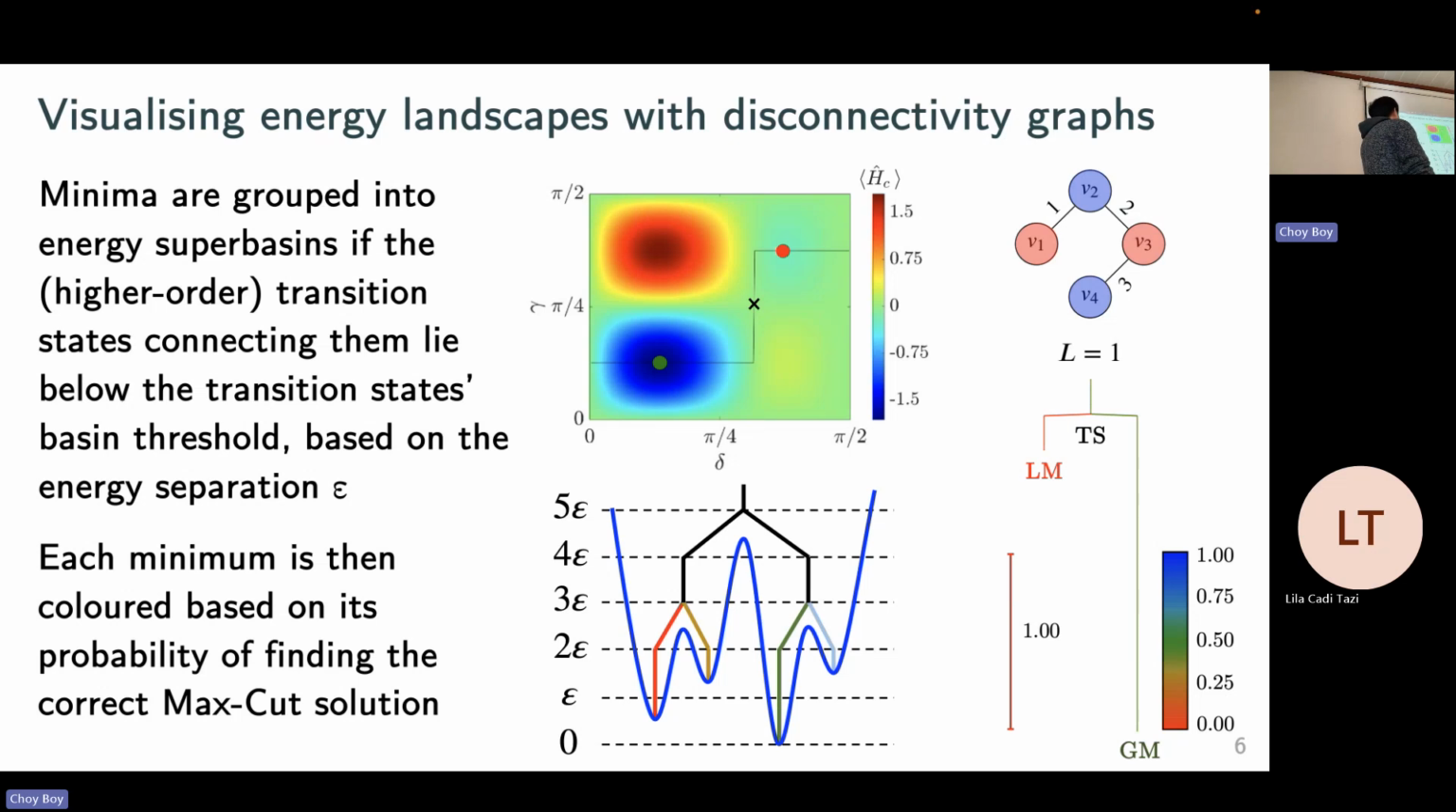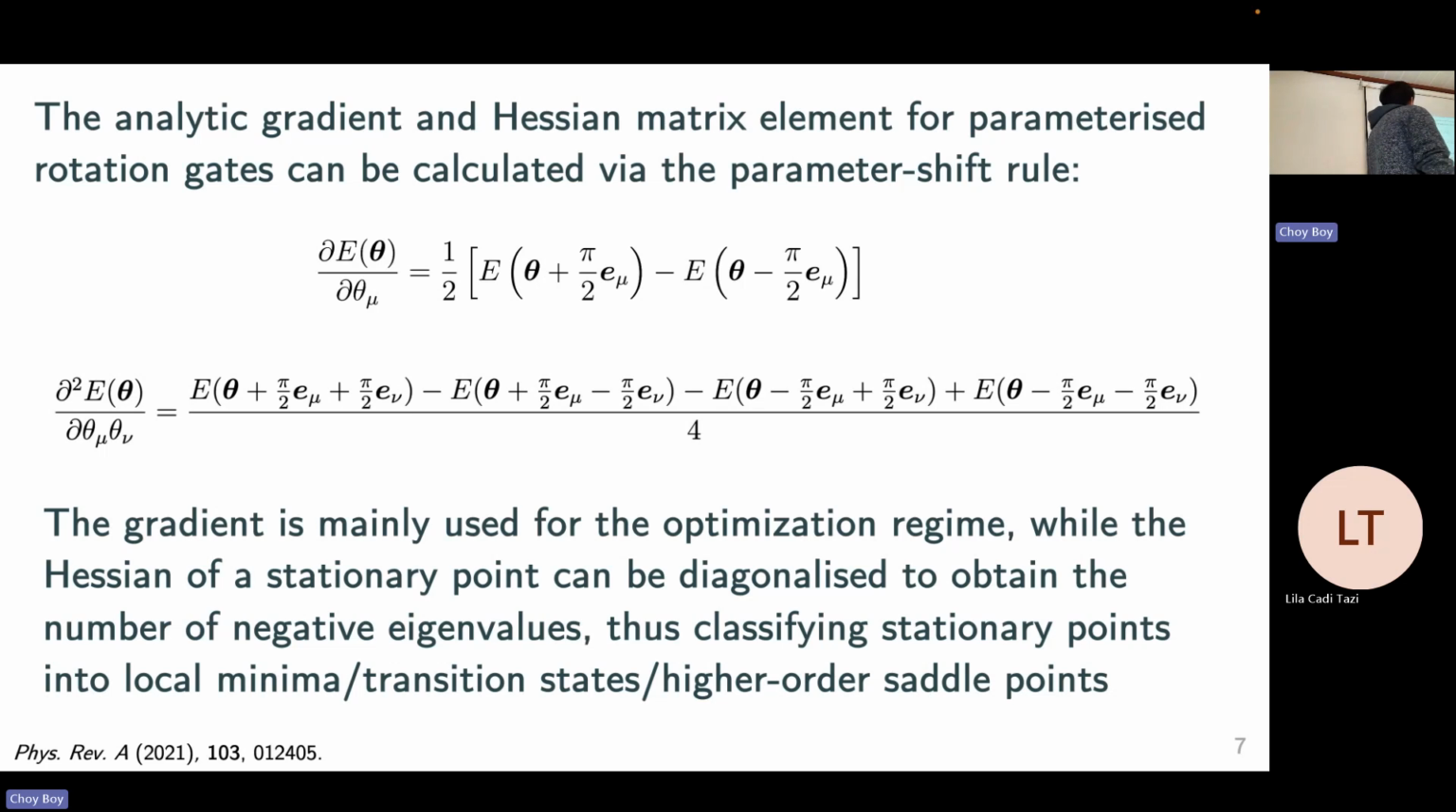I think a good advantage of this method is we can color our disconnectivity graphs with a secondary parameter. In this case, we color it based on the minima's respective probability of finding the correct solution. For this example, the global minimum has a probability of finding the correct solution of 0.5, which is expectedly higher than the local minimum, which has quite a poor solution probability. We optimize this using standard LBFGS.